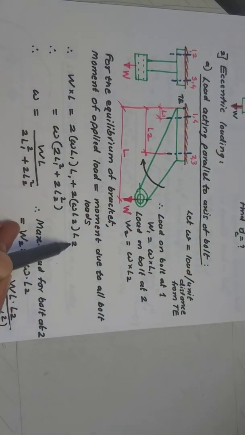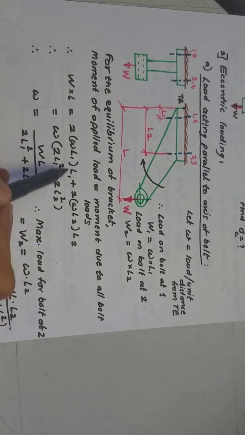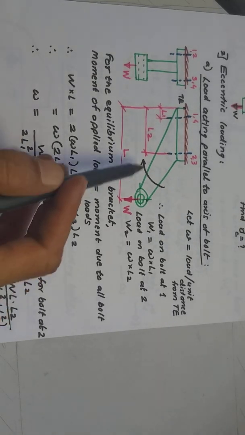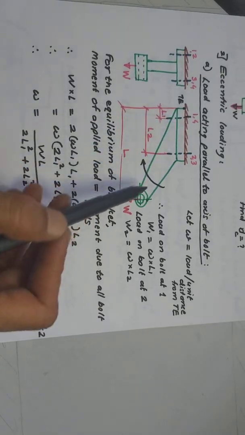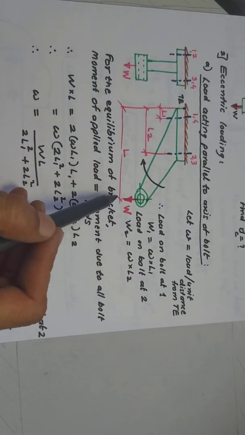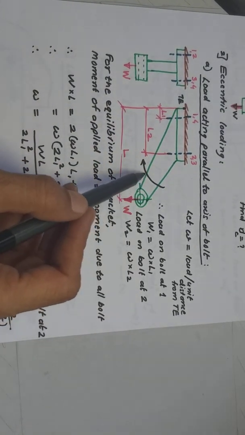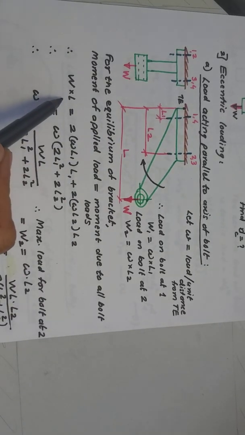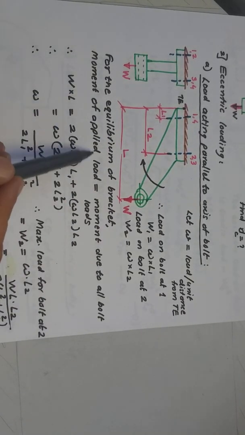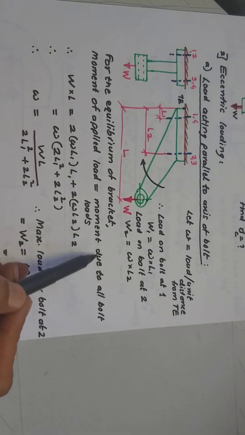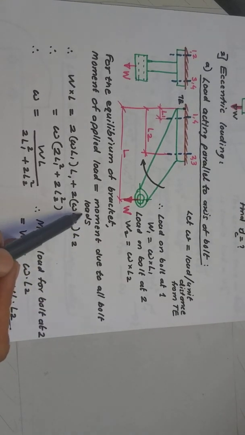So this sum is the total moment applied by all the 4 bolts in order to resist the moment which is occurring because of the applied load. So moment of applied load is equal to moment due to all bolt loads. So this is how we have prepared the equation.